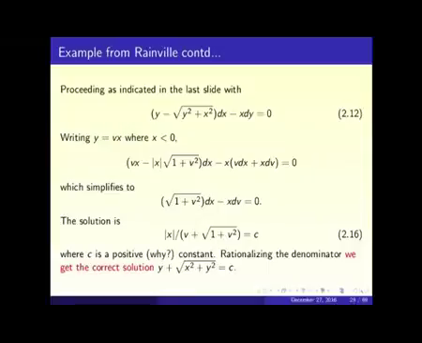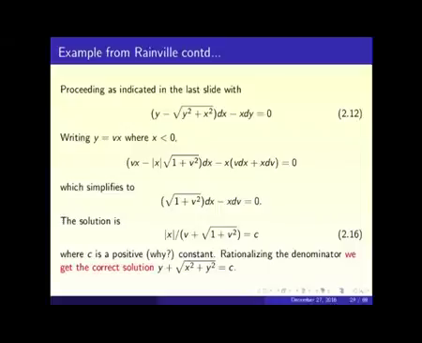Why is this? Because mod x is minus x now. Mod x is minus x. And the solution of that last one is mod x upon v plus root 1 plus v squared equal to c. Again, c is positive because we exponentiated.